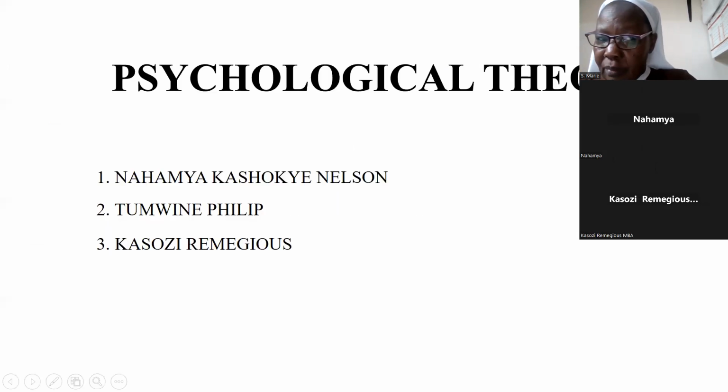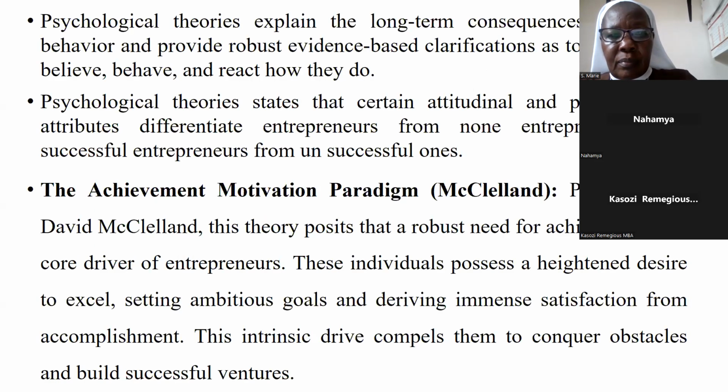We are explaining the psychological theory. We are 3 people: Mahamia, Tumwine, and me, Kasozi Remigius. When they talk about psychological theory, there is no specific theory called psychological theory. However, psychological theories look at human behavior and provide a basis on how people or entrepreneurs behave. Psychological theory states that certain attitudinal and psychological attributes differentiate entrepreneurs from non-entrepreneurs and successful entrepreneurs from unsuccessful ones. They include the achievement motivation paradigm.